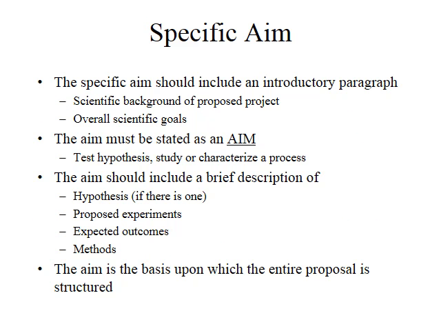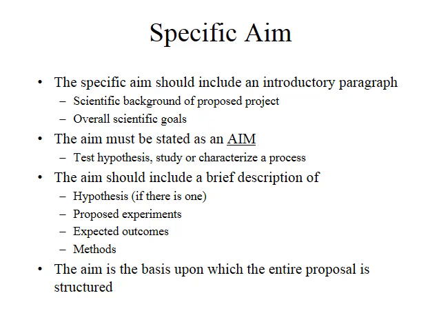The first page of your proposal will be your specific aim, and the specific aim page includes several paragraphs. The first paragraph will be an introductory paragraph that gives the scientific background of your proposed project as well as the overall scientific goals of your research program. The second paragraph will be the aim itself, and the first sentence of this paragraph should be a sentence that states the aim as an aim.